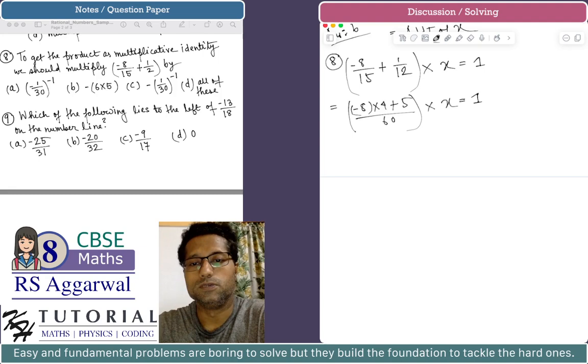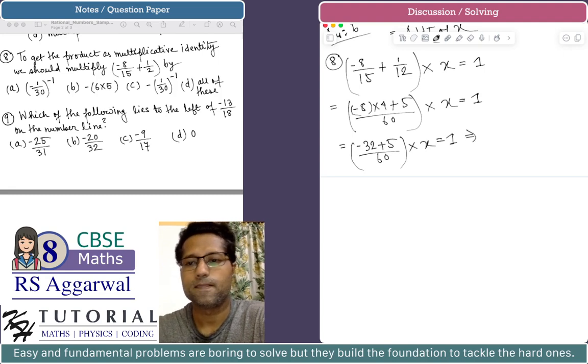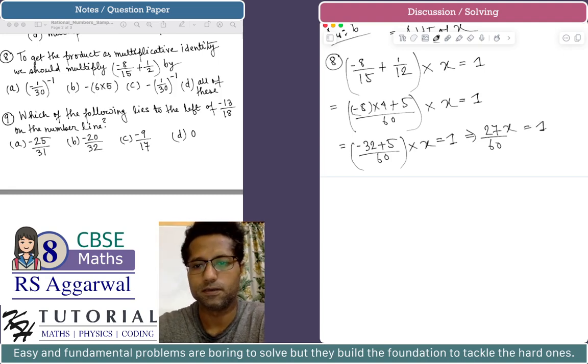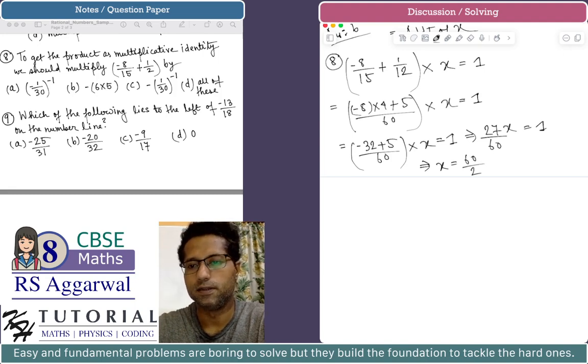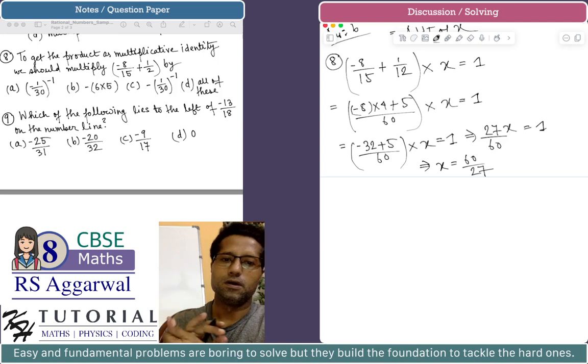Okay, so this is equal to minus 32 plus 5 by 60 multiplied by x equals 1. So this implies minus 32 plus 7, it is 27 by 60 multiplied by x is equal to 1. So this implies x is equal to 60 by 27. Now 60 by 27.